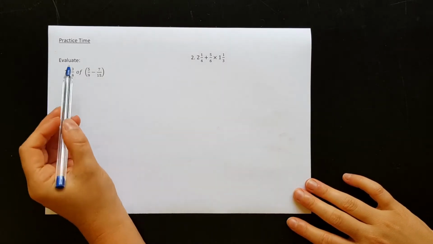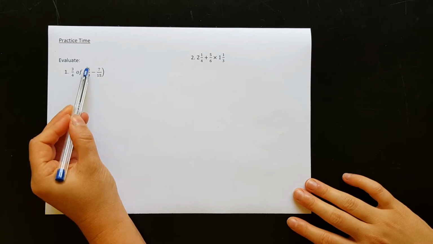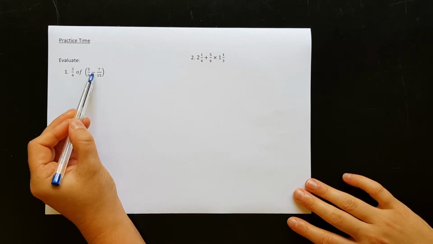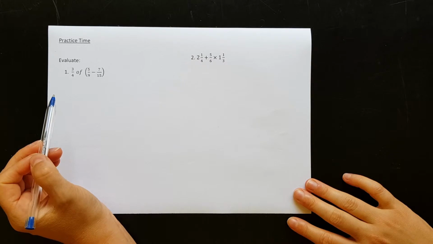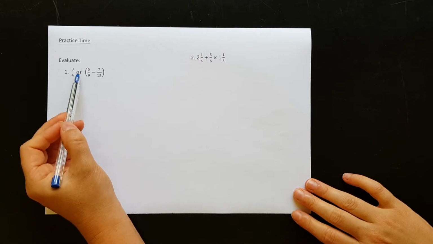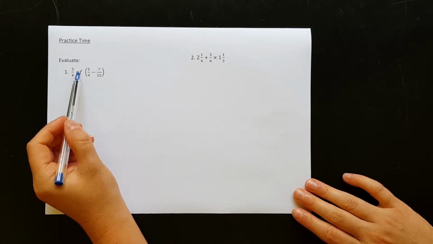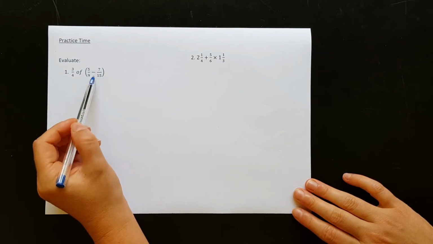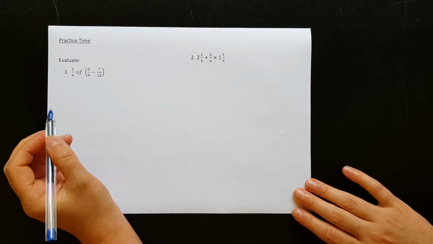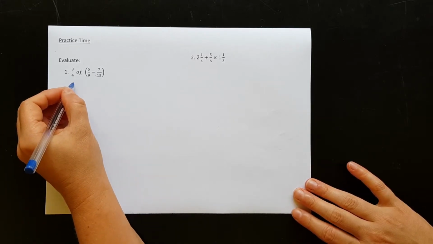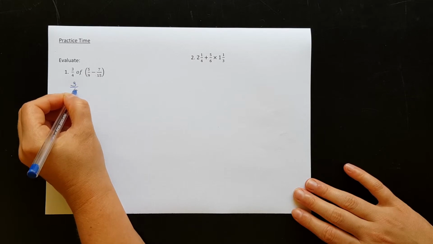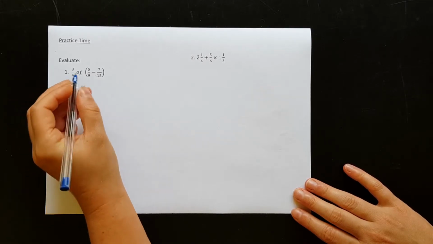So for number 1, we want 3/4 of bracket 5/9 minus 7/15. So brackets and of need to happen first, but if we need to find 3/4 of this, we're going to need to know what this is first. So let's find out what the brackets are. So 3/4 is going to sit at the front. Instead of of, we can write times.